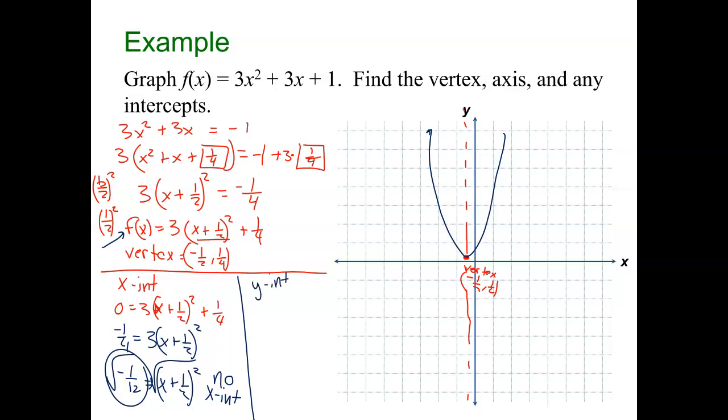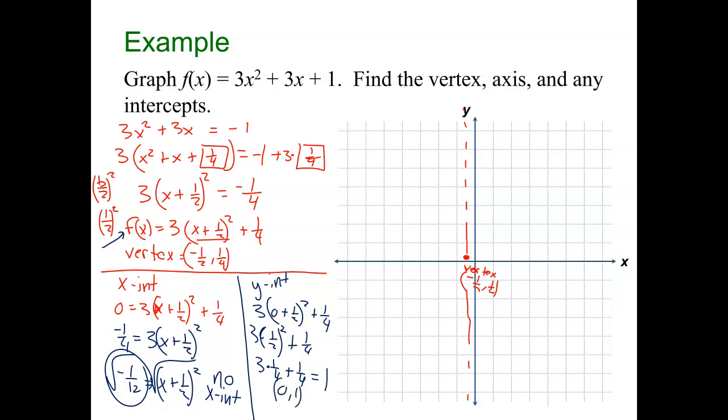So what do I do for my y-intercept? 0 plus 1/2 squared plus 1/4. That's 1/4. 3 times 1/4 is 3/4, plus 1/4 is 1. So my y-intercept is at (0, 1).